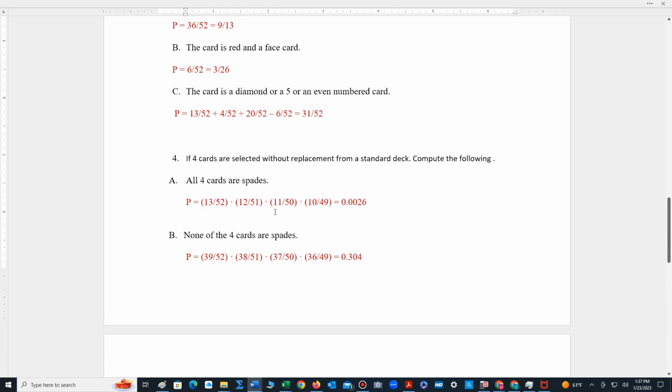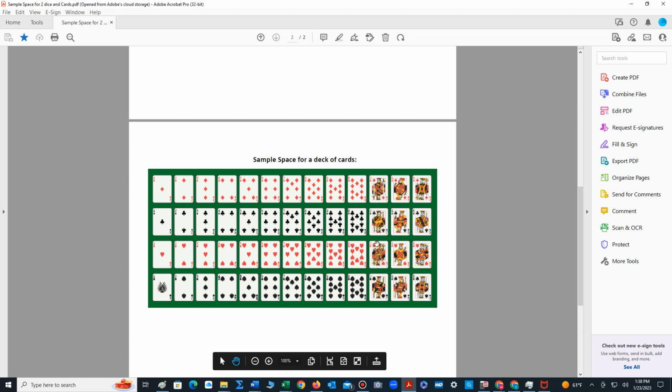For number 4, we're using the multiplication rule. It says 4 cards are selected without replacement from a standard deck. Compute the following. So when we're selecting 4 cards, and remember it's without replacement, that means that the events are dependent. So each probability is slightly changing. So we start with the first card being a spade, because we want all cards to be a spade. So let's count the number of spades. Well, there's 13 spades out of 52. So that's our starting point.